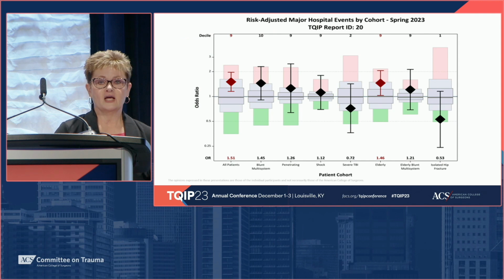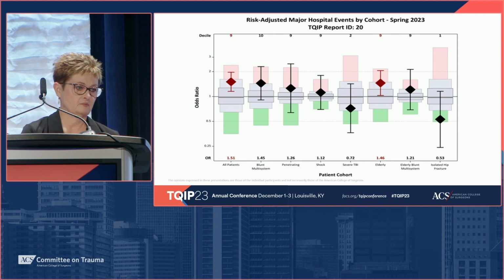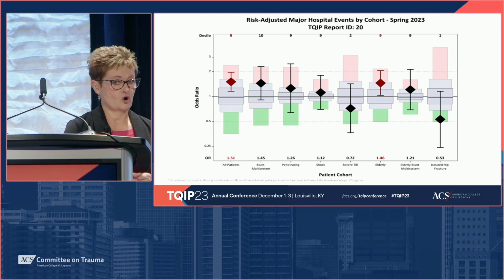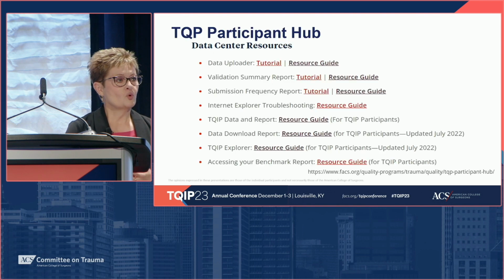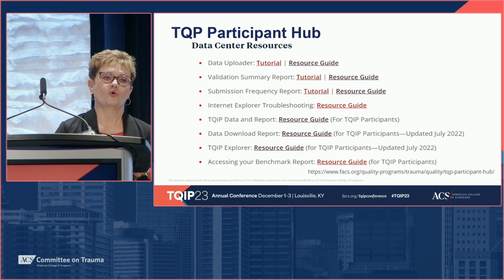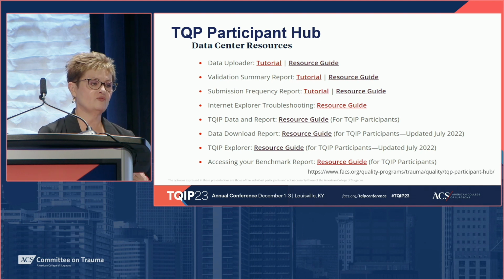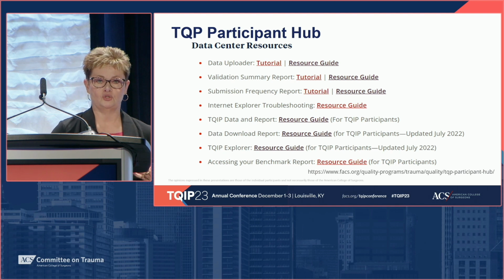So I wanted to look at the hospital events for the same cohort. You know, we're in the green. That looks awesome. I'm excited we're in the green. But are we? So one of the things I knew is that I had to learn more about this TQIP benchmark report and how to look at the frequency reports, all of these things. And I thought, how am I going to do that?